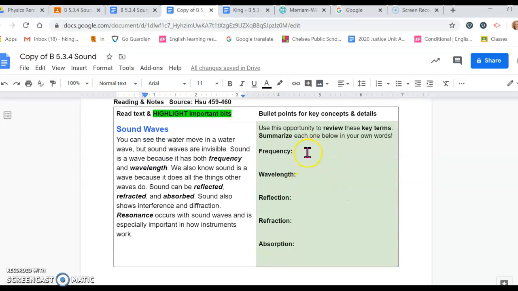You've got some vocabulary words here in the document that Mr. Lynch wants you to review, these key terms: frequency, wavelength, reflection, refraction, and absorption. But I'd also recommend that you have some of your old documents open, some of the work that you've been turning in, so that you can look up these words if you don't remember. Some of them you might remember, so you could just do them off the top of your head. But some old documents might be a good reference for you as well to complete this assignment.